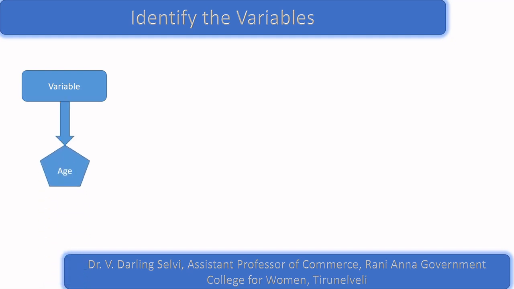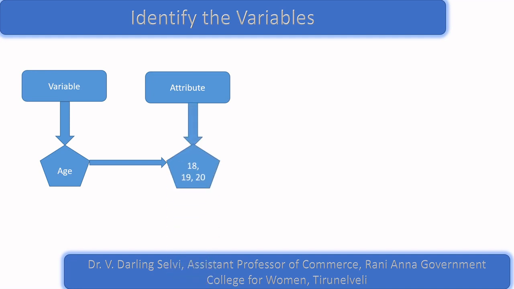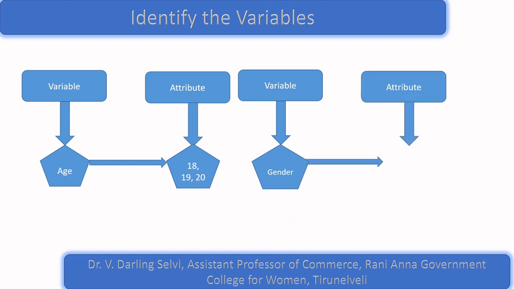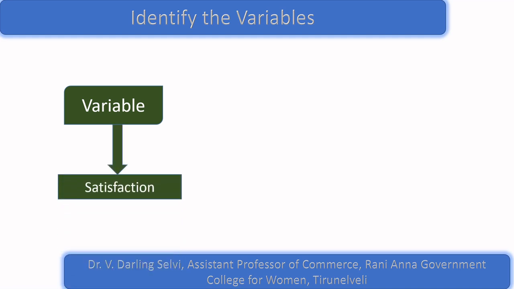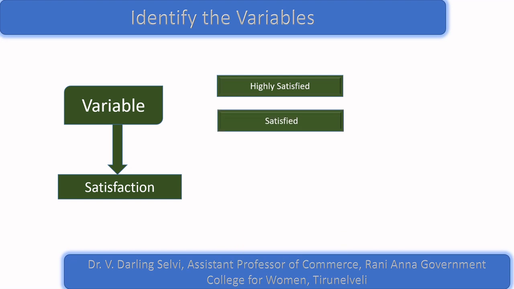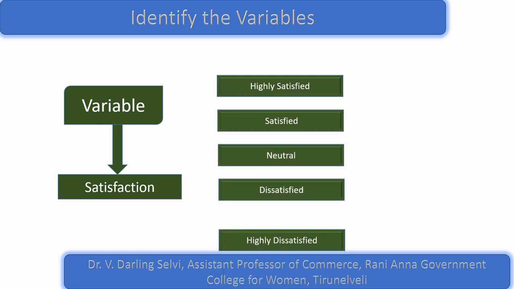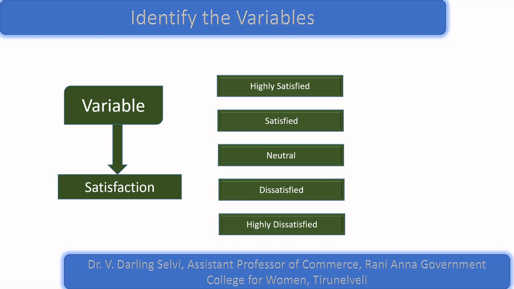The second portion is, see, this is an example of variable age. Attribute 18, 19, 20. Next example of variable gender. Attribute is male or female. So this is numerical and this is in words. That is, this is quantitative phenomena and this is qualitative phenomena. Let me start one more type of variable. So satisfaction, it is measured in the form of highly satisfied, satisfied, neutral, dissatisfied, and highly dissatisfied.